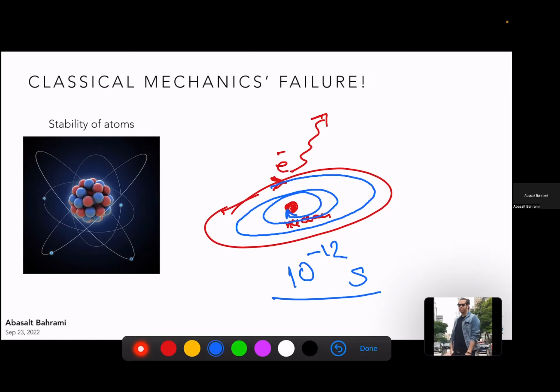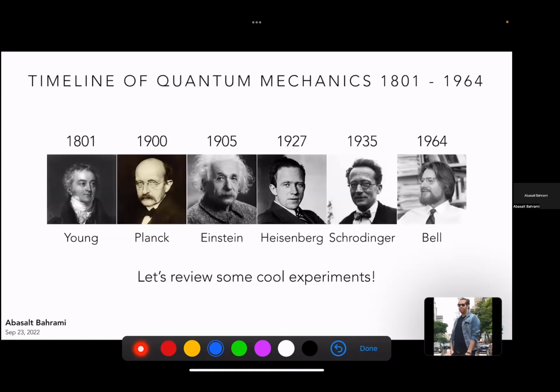So bringing these examples, I want to give you some introduction to quantum mechanics. Here I am just presenting a few experiments in quantum mechanics done by great scientists. I will start with Young, who performed a very cool experiment in 1801.